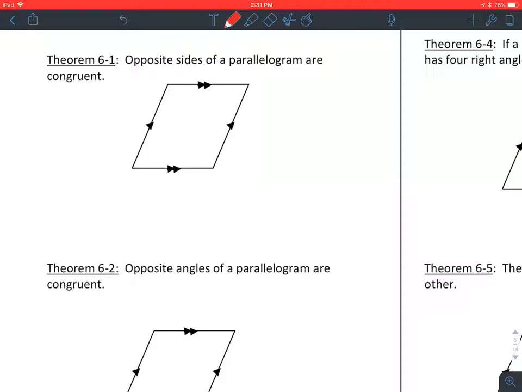First theorem in the chapter. Opposite sides of a parallelogram are congruent. This is a fact. Every parallelogram, the opposite sides are the same length. We can show that by putting the same number of dashes on each side.